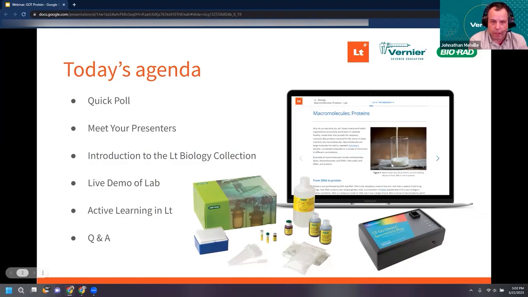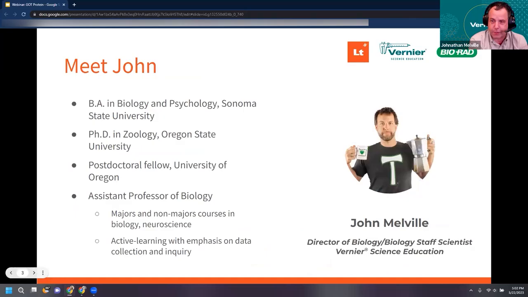It looks like we've got an even split of high school and college. And then most people are interested in lab content and LT, and don't worry, we will discuss both. That's the whole idea here, is that we're going to be discussing this one lab that is actually in LT. So you're going to get both lab content and how LT works. So with that, why don't you meet your presenters there?